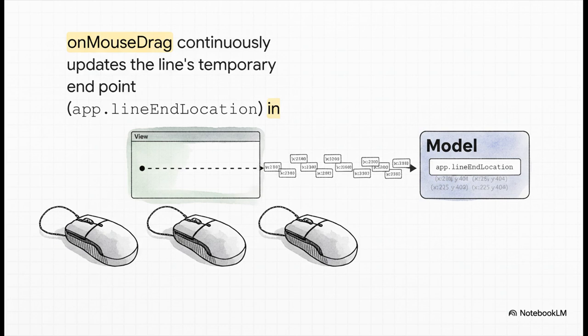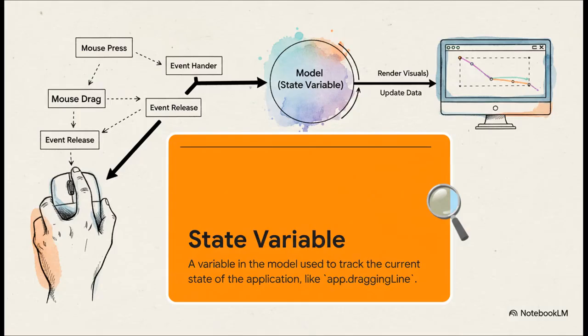Well, it's following the same rule as all the others. It just updates the model. As we drag our mouse, it's constantly updating a variable, let's call it app.lineEndLocation, with the mouse's current mouseX and mouseY. This lets the view redraw the line in real time because the endpoint is always up to date. This whole thing introduces a really powerful idea called a state variable.